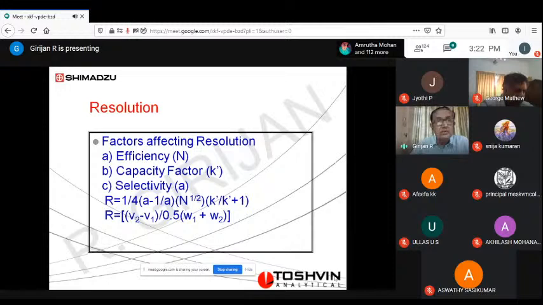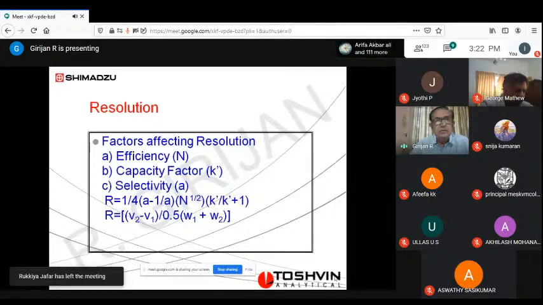Suppose your sample contains 10 different chemical compounds. If the resolution is poor, you will not be able to see all the 10 compounds very clearly. Some may be partially separated. Then the resolution is very poor. If the resolution is very, very good, then you'll be able to see all the 10 different compounds as 10 clearly separated peaks. So resolution is the most important thing.